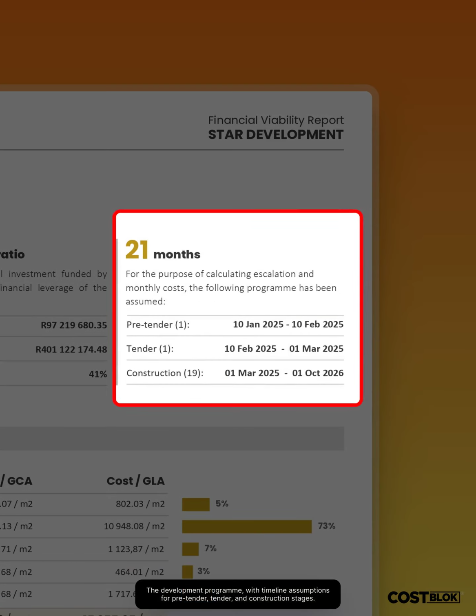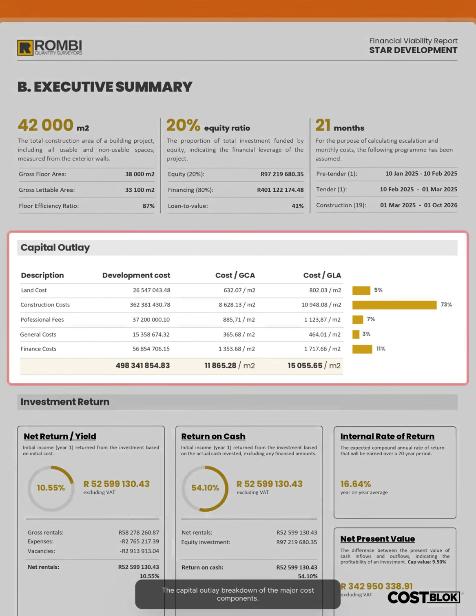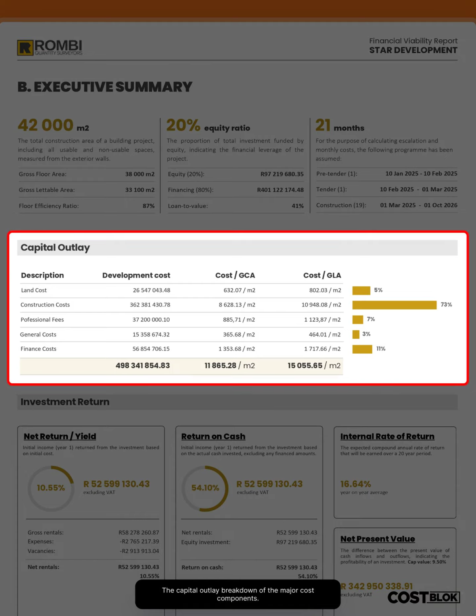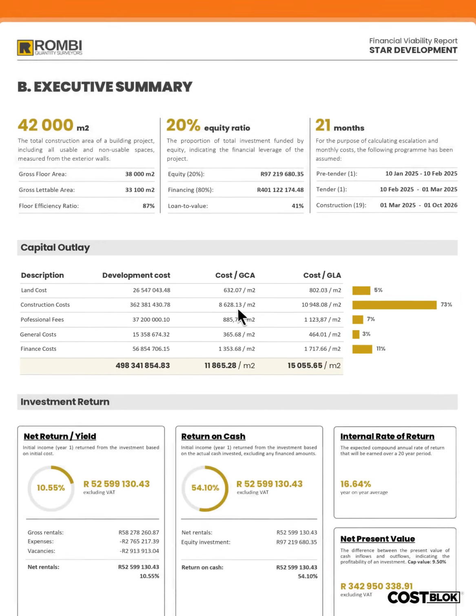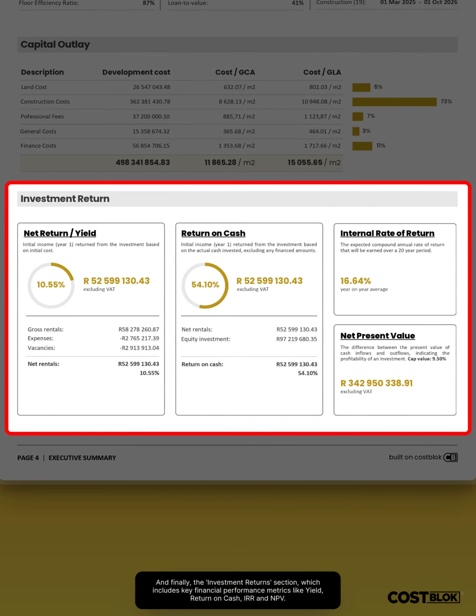The development program with timeline assumptions for pre-tender, tender, and construction stages. The capital outlay breakdown of the major cost components. And finally, the investment returns section, which includes key financial performance metrics like yield, return on cash, IRR, and NPV.